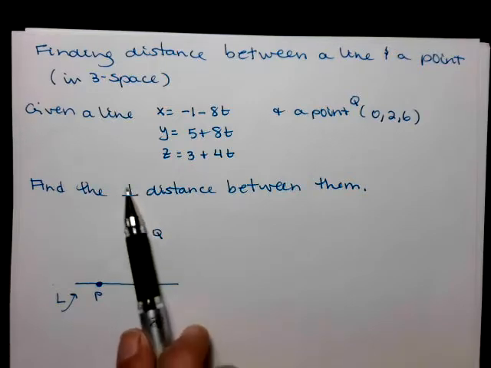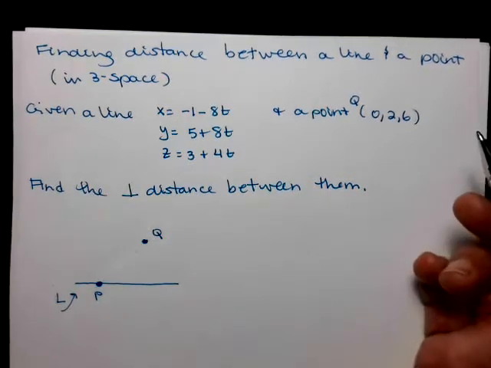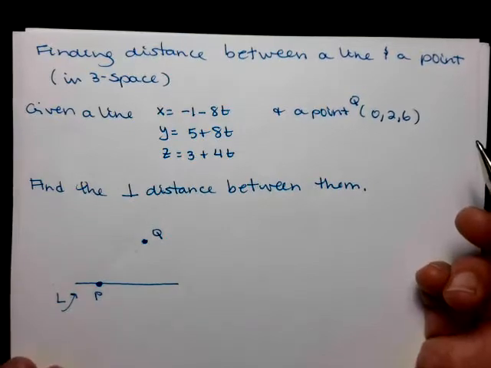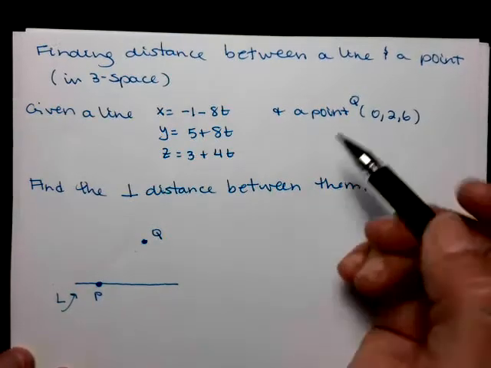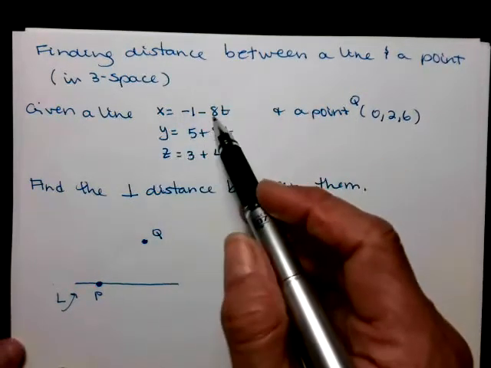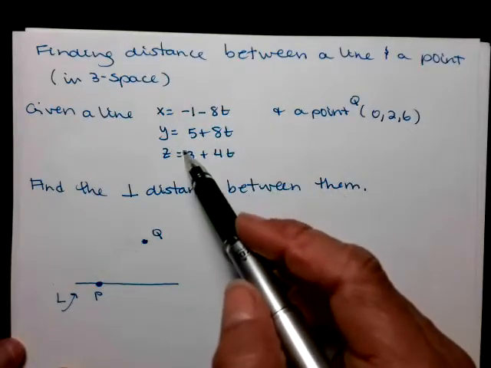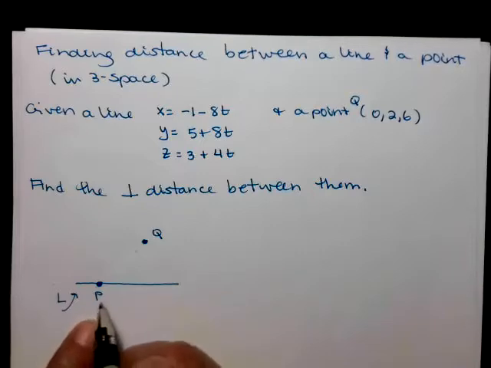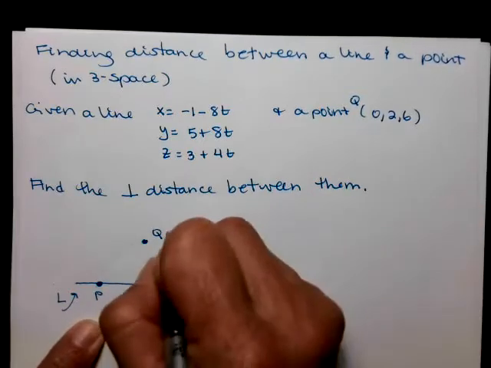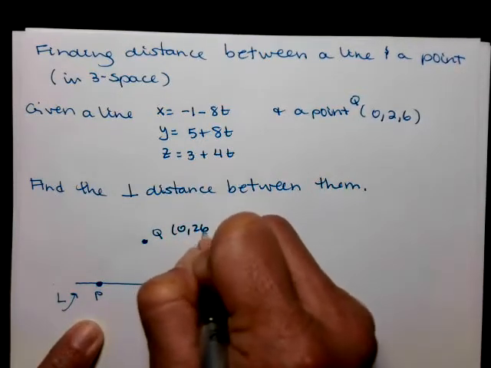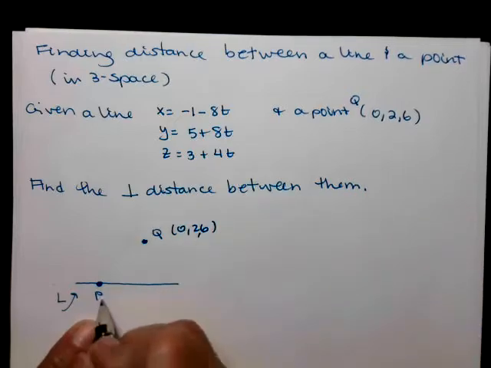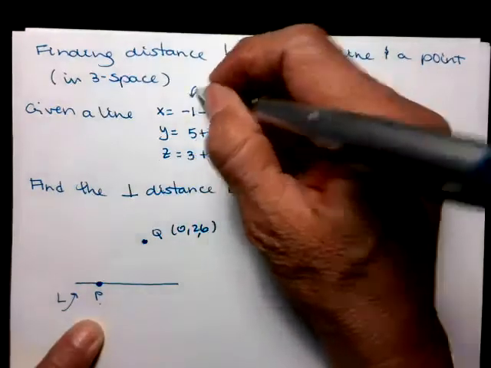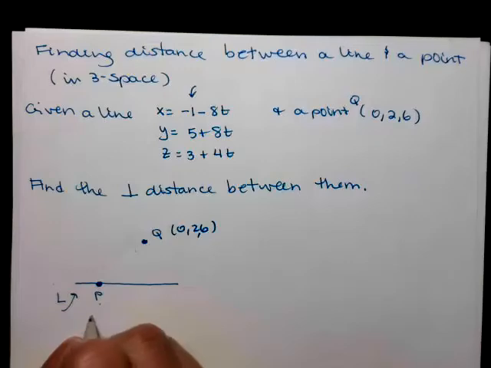And the reason why I would say perpendicular distance is that's just going to be the shortest distance between the point and the line. All right, so when our line looks like, right, parametric form, then we can certainly find a point on the line, right? So down here I've got my line drawn. I've got my Q out here in space, so Q is 0, 2, 6. So this point P, remember those are just the constants in your parametric form. So my point P is going to be -1, 5, 3.